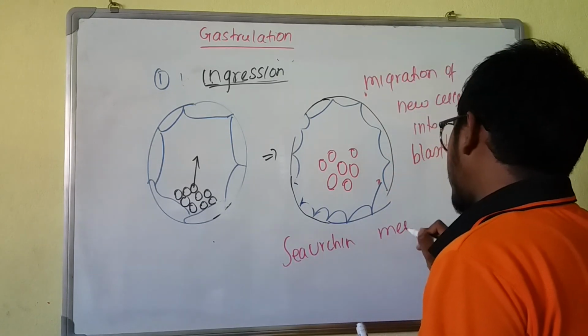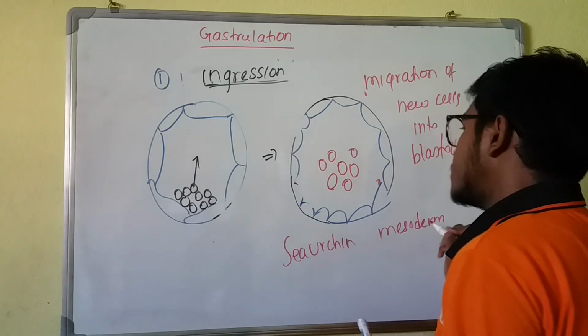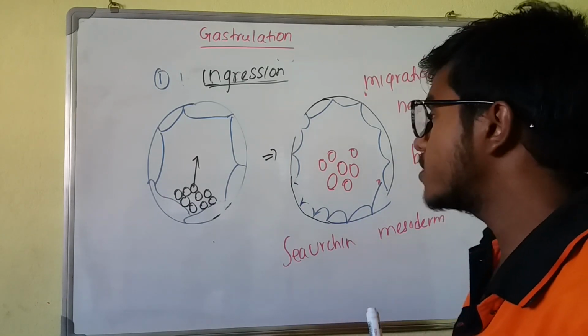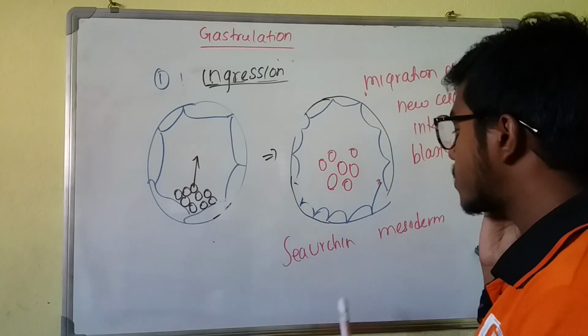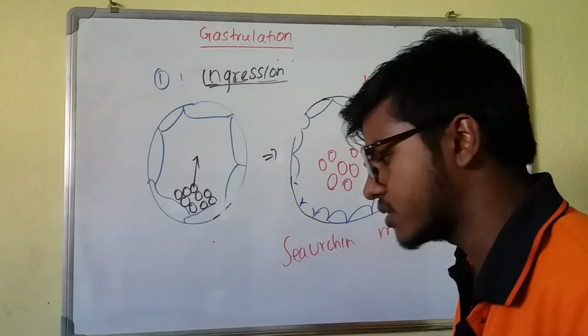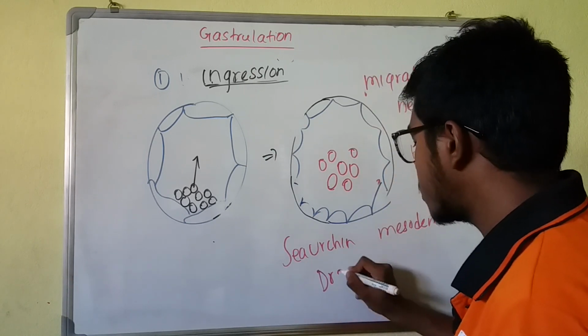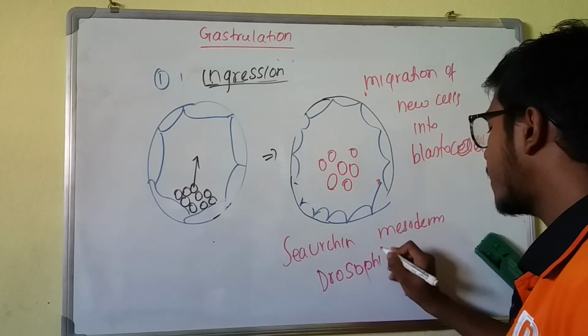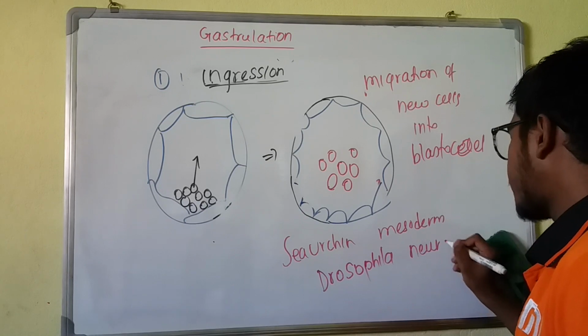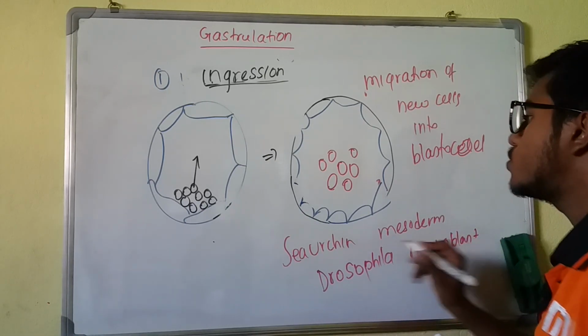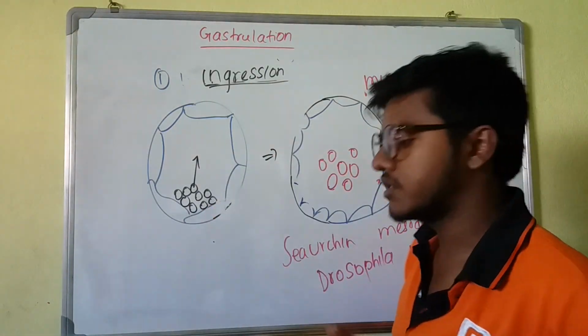mesoderm. Whereas the mesoderm formation of amphibians takes place by the involution process, the mesoderm formation of sea urchin occurs by the ingression process. Similarly, the Drosophila neuroblast migration. So these are the two processes that take place by ingression.